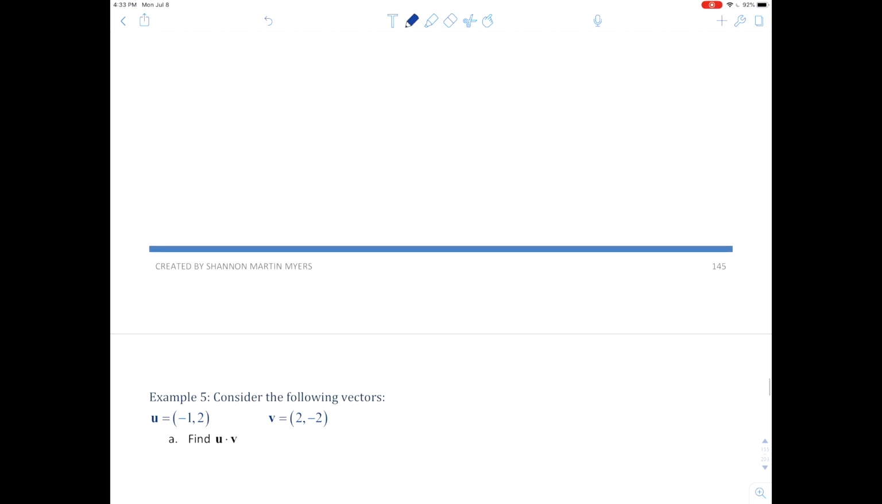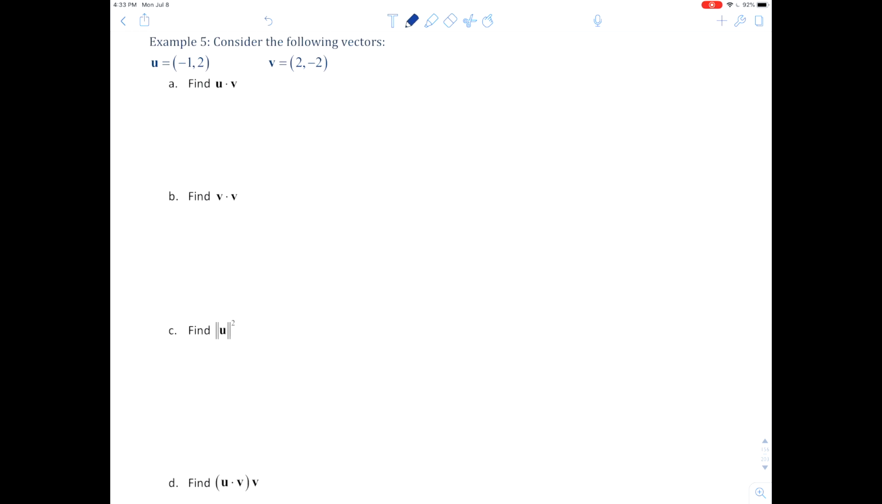Okay, so next up, example 5. Consider these vectors. So let's take a look at finding some properties about the dot product, all right? So let's find u dot v. U dot v will be what? Negative 1, 2 dot 2, negative 2. And that's going to equal negative 1 times 2 plus 2 times negative 2. So that's going to give us negative 2 minus 4, which is negative 6.